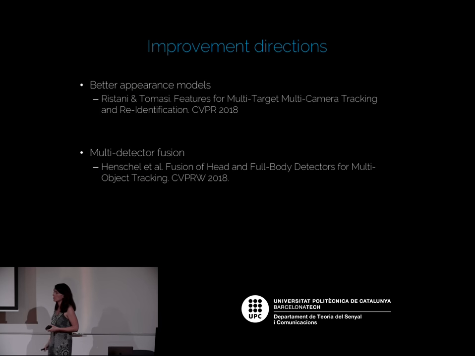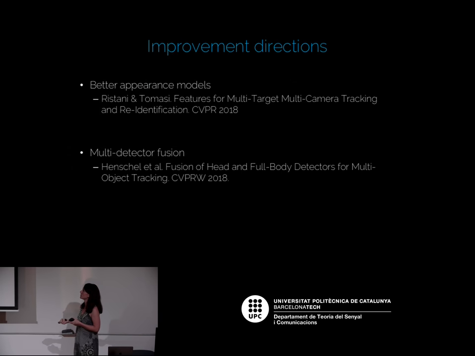So I just dropped here the references in case you're interested. So the first one is actually about learning better appearance models. So what you want here is you want to find even better features to give, let's say, a score to this bounding box similarity. And for this, you use some of the re-identification methods.